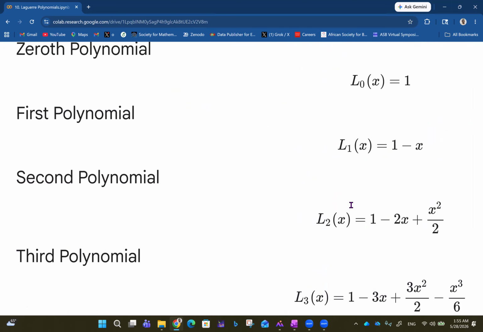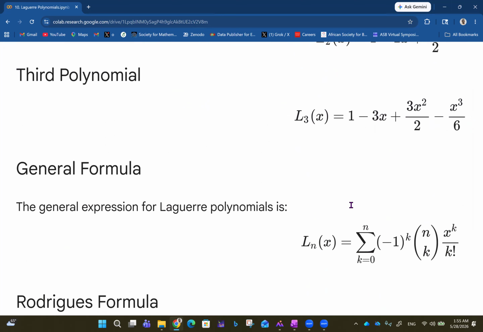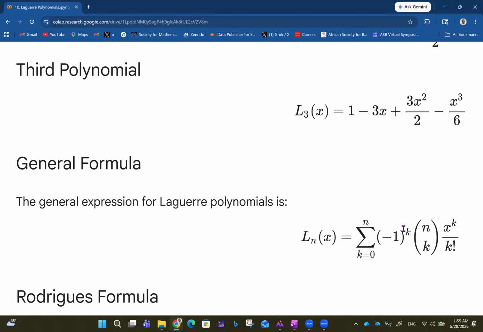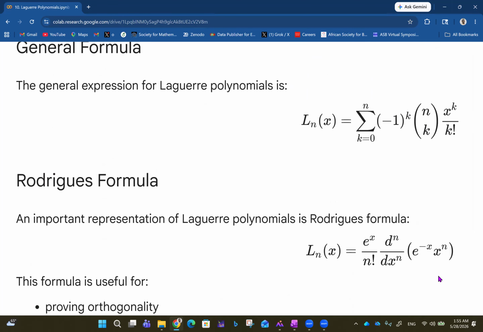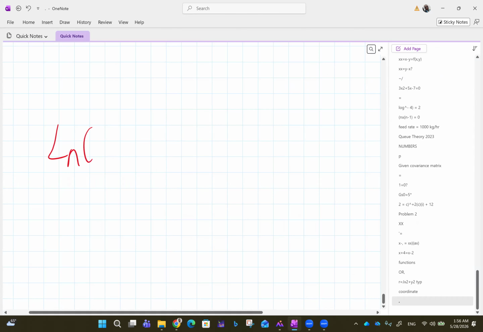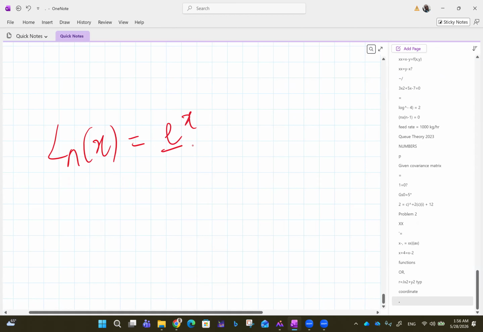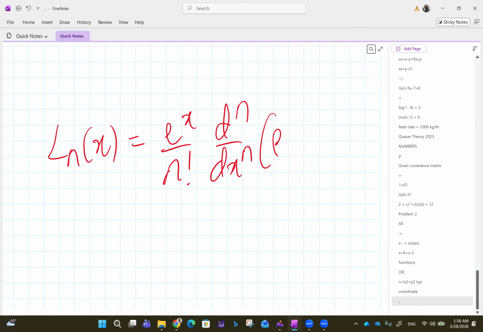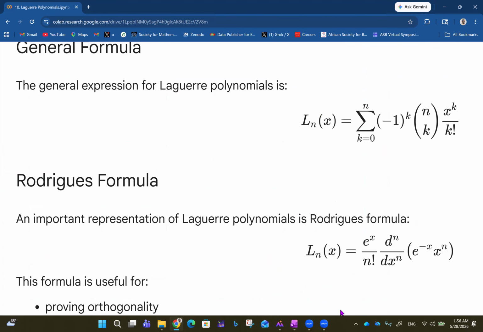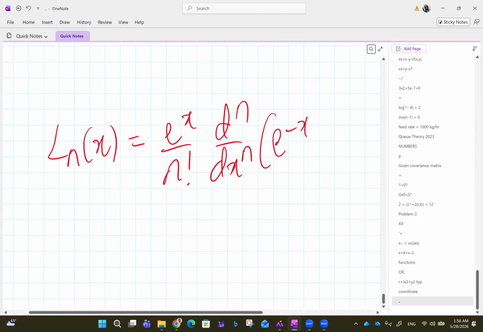So we know that the first, let's say L1 of x, is 1 minus x, right? So if we use this now, we can get that 1 minus x from the Rodrigues formula. So let me play with that and see. We have L sub n of x generally is e raised power x over n factorial, then d^n/dx^n of e raised power minus x, x raised power n. I hope that's what I'm doing. Yeah.